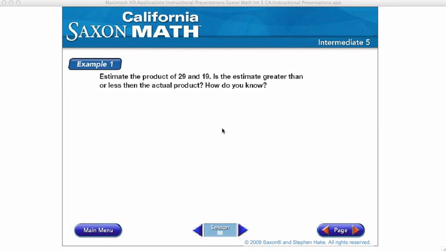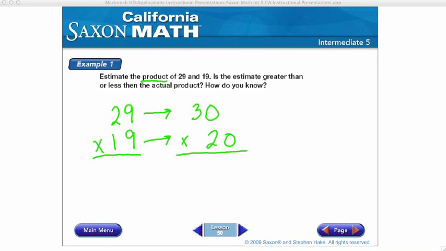So let's go ahead and look at example 1. Estimate the product of 29 and 19. So I'm going to write the original problem, 29 and 19. Product means to multiply. So here is my original problem. Now I'm going to estimate. 29 rounds up to 30. 19 rounds up to 20. And now I'm going to multiply.